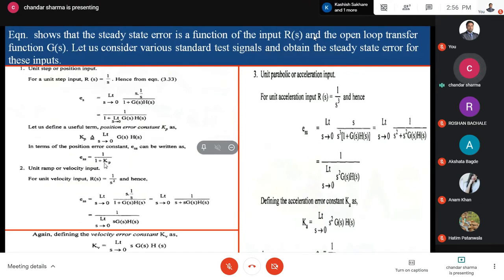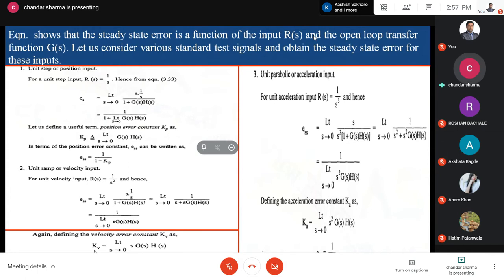Suppose my input is a velocity input or a unit ramp. In that case, the Laplace transform of a unit ramp, as you all know, is 1 by s square. Then we substitute this value of R(s) in the equation of steady state error. We get e_ss equals limit s tends to 0 of 1 by s plus s G(s)H(s), and when s tends to 0, we get 1 by limit s tends to 0 of s G(s)H(s).